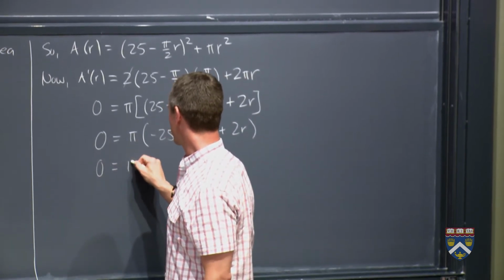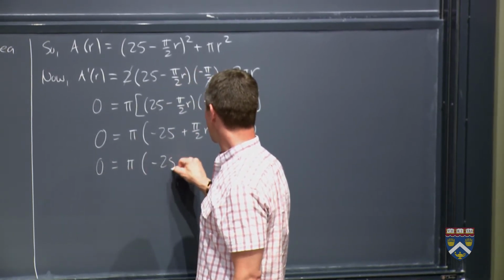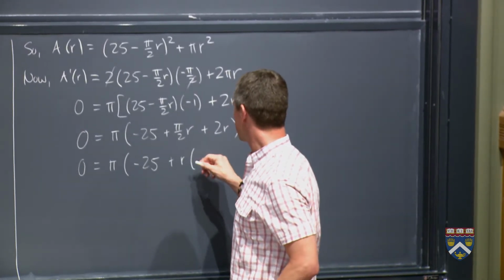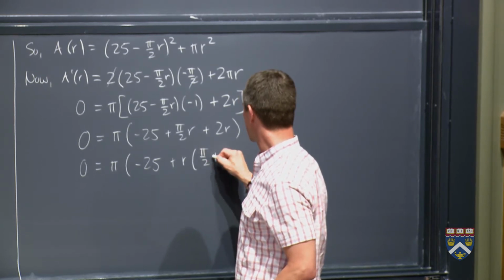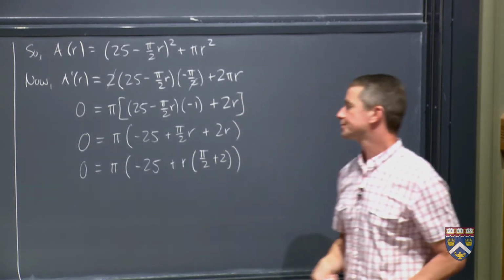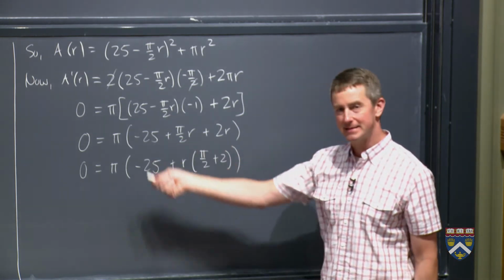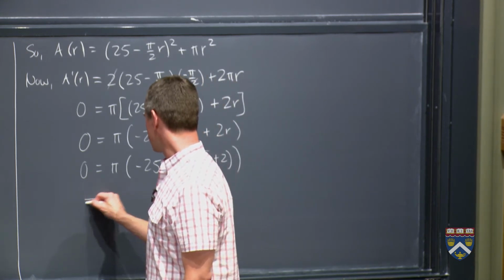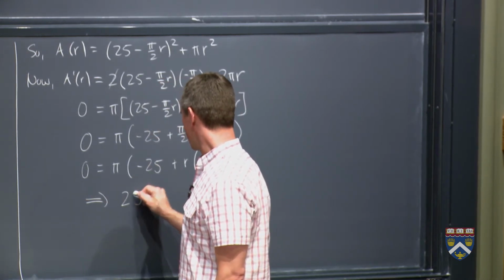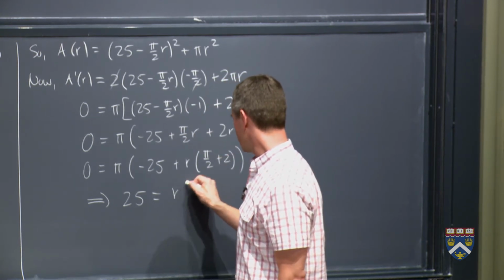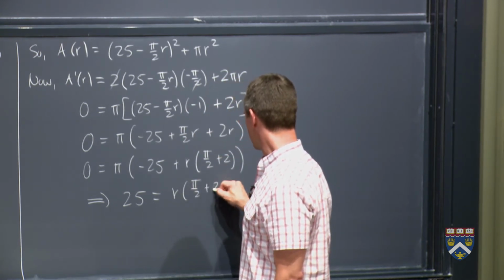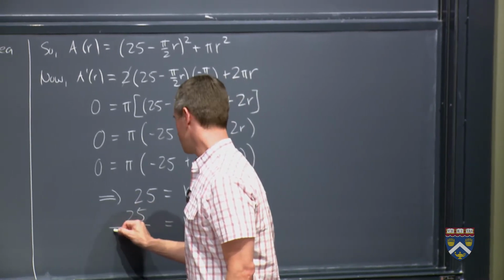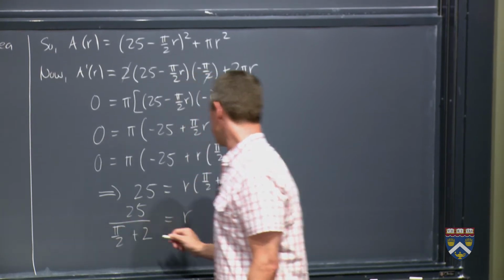So let's clean that up a little bit. This is negative 25. I've got two r's here. I wish I only had one, right? So plus r times pi over 2 plus 2. So this thing here is what we must be setting equal to 0. So if you set that equal to 0, that means that 25 must equal r times pi over 2 plus 2. So r must be 25 over pi over 2 plus 2.